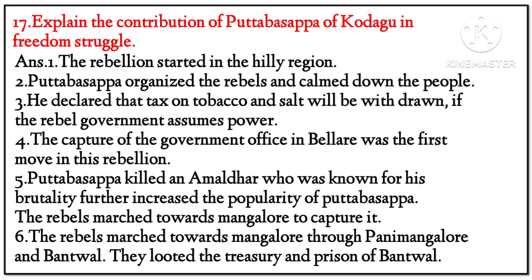Next question, 17. Explain the contribution of Puttabasappa of Kodagu in the freedom struggle. Our answer. The rebellion started in the hilly region. Puttabasappa organized the rebels and calmed down the people. He declared that the tax on tobacco and salt would be withdrawn if the rebel government assumed power. The capture of the government office in Bellary was the first move in the rebellion. Puttabasappa killed an Amaldar who was known for his brutality, which further increased his popularity. The rebels marched towards Mangalore to capture it. They marched through Panji, Mangaluru and Bantwal. They looted the treasury and prison of Bantwal.